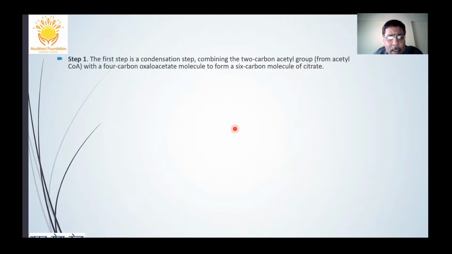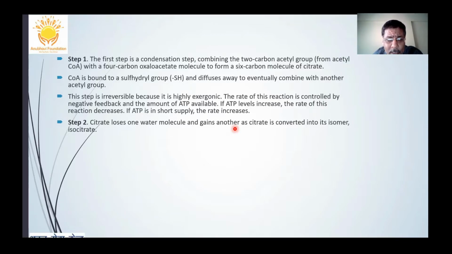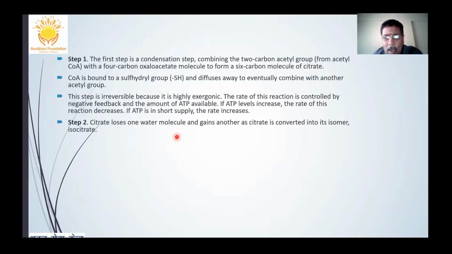Now, of course, you don't have the details of the various steps occurring here, but you should know how things happen. The first step is a condensation step combining the two-carbon acetyl group with four-carbon oxaloacetic acid to form a six-carbon molecule of citrate, which undergoes various changes. It will undergo a lot of changes, which will be very useful for you if you are going for 11th and 12th with biology as a subject.